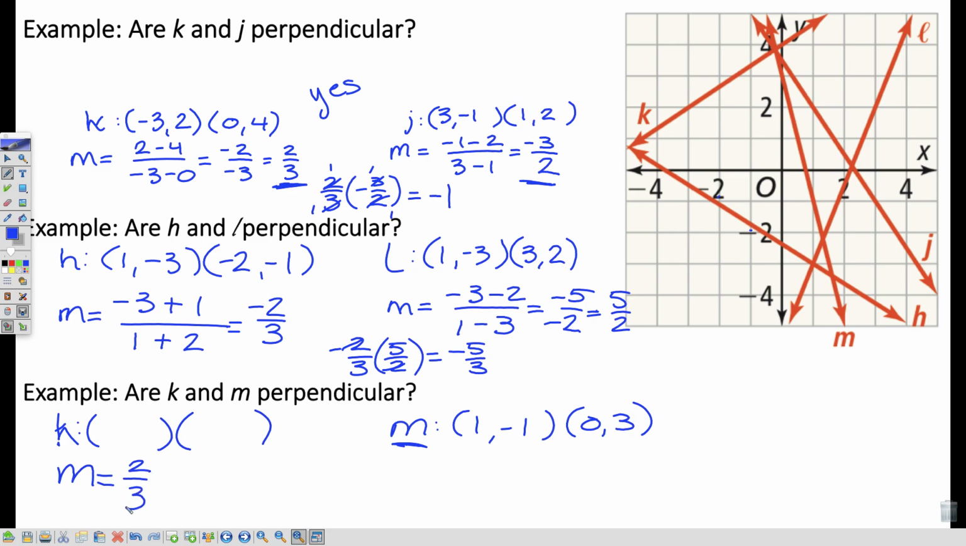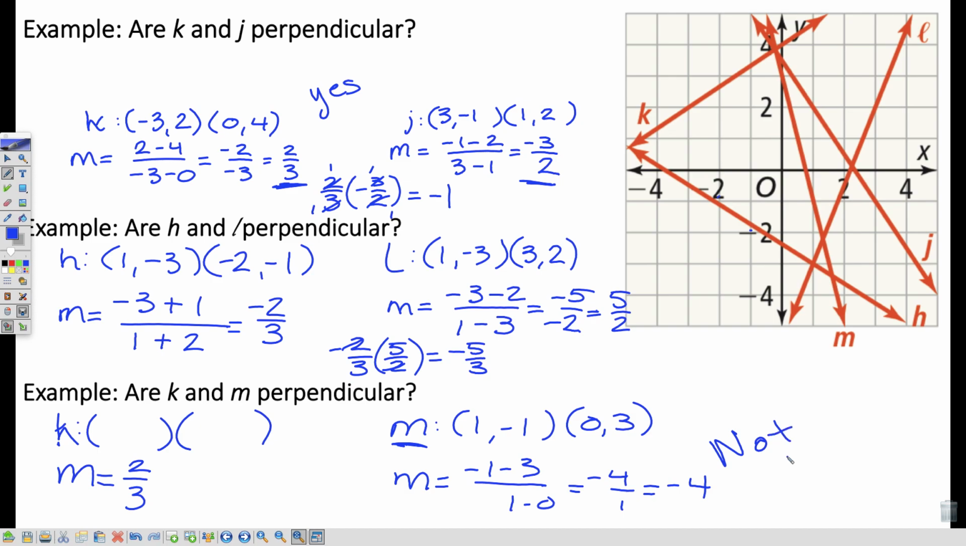So now I have to find the m for M, right? So -1 minus 3 over 1 minus 0, which is 1. So -4 over 1, which is -4, which hopefully all of you are going, no!